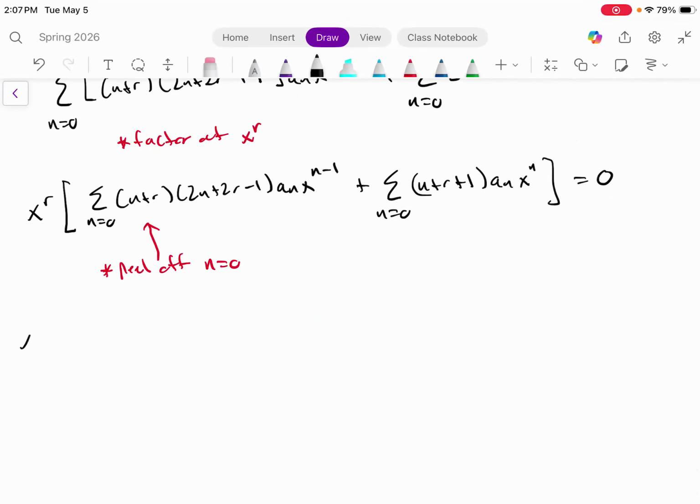So what that looks like is x to the r times, by plugging n equals 0 there, I end up with just r times (2r minus 1) a sub 0, x to the negative 1. That's if I'm plugging in 0 here, 0 here, 0 here, and 0 here. All right, that's what I end up with. So this is when n equals 0, which means my index now is going to start out at n equals 1.